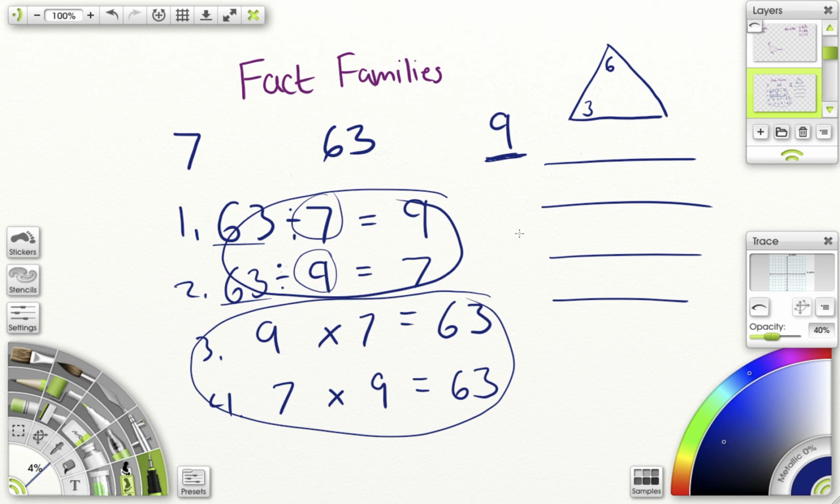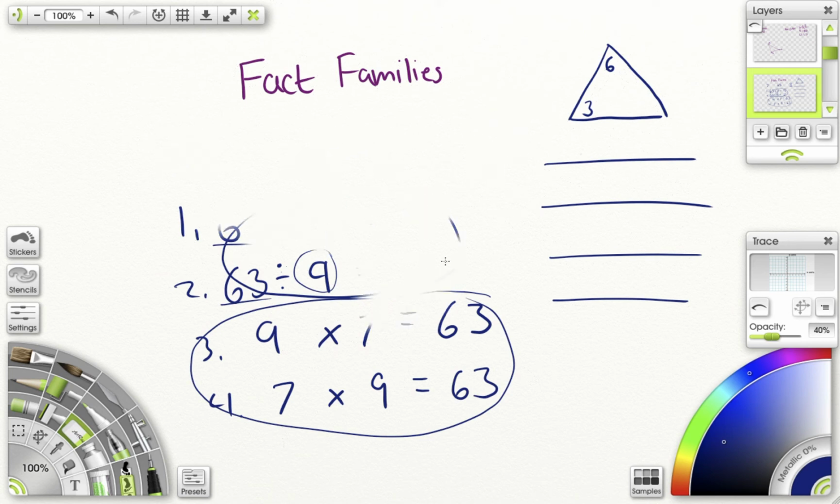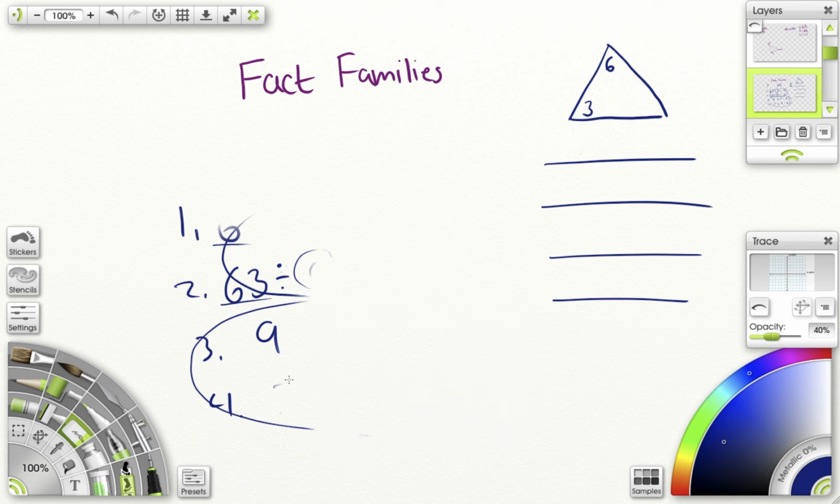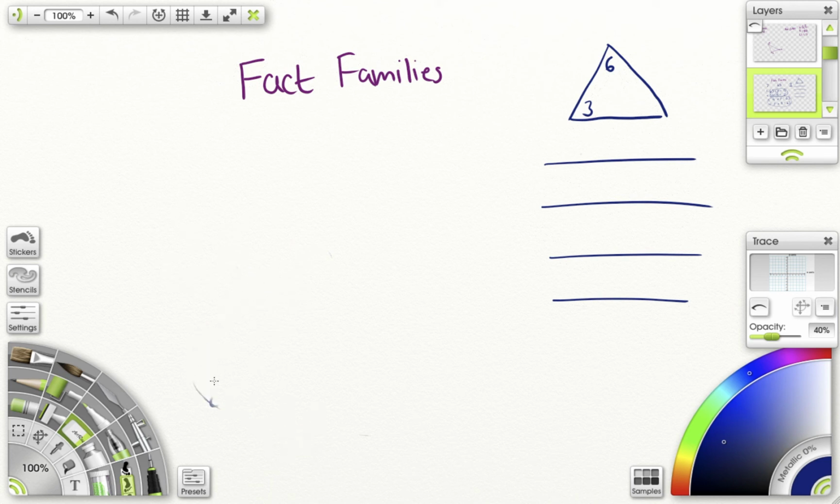So if I give you the numbers 6 and 3, we need to find the third number. Well, 6 and 3 are both pretty small numbers. So I can try 2 options. I can either do 6 divided by 3, or I can do 6 times 3. Both will work in this particular case, but let's do 6 times 3.